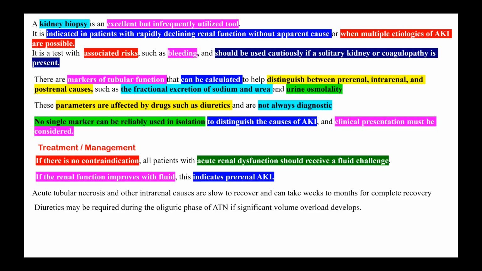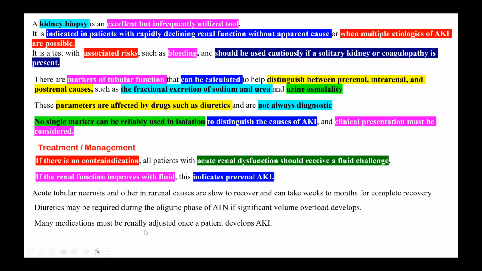Diuretics may be required for the oliguric phase of acute tubular necrosis, but the dosage required will be very high. They will not respond to the small doses like 20 milligrams or 40 milligrams that we usually try. It may require 100 milligram or 200 milligram doses of Lasix in these conditions.